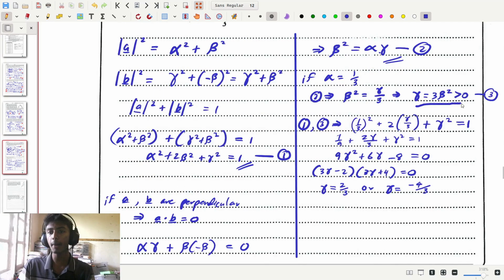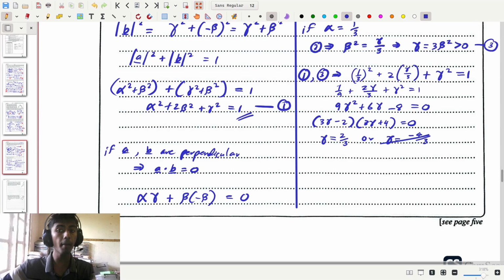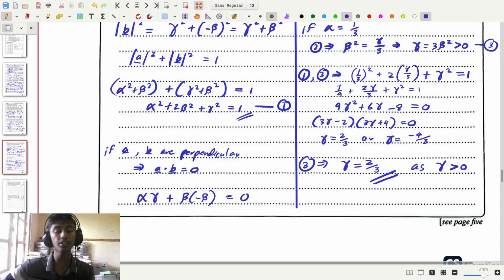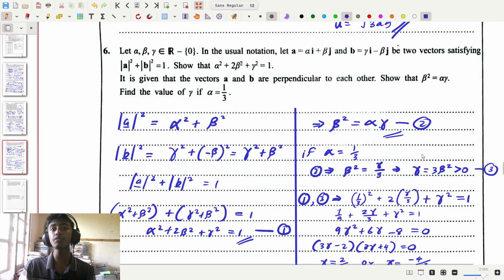We can see up here, gamma is equal to 3 beta squared, which is greater than 0, which means that gamma must be a positive number. But this root gives us that gamma is equal to a negative number. So this root cannot be the case, since gamma must be positive based on equation 3. So gamma must be equal to 2/3, as gamma is greater than 0. Therefore our answer here is gamma equals 2/3, and that's the final answer for this question.